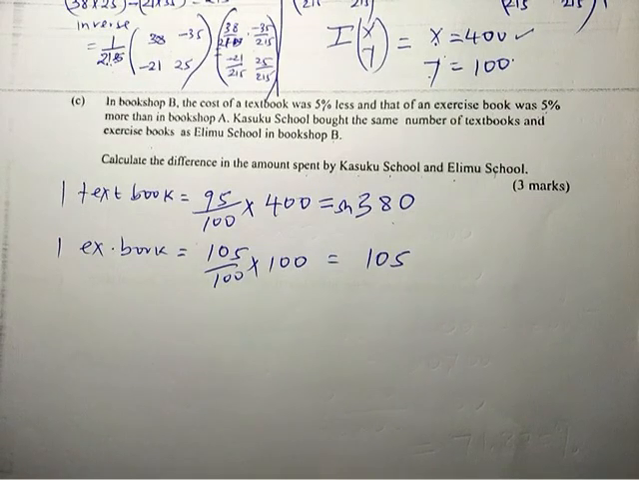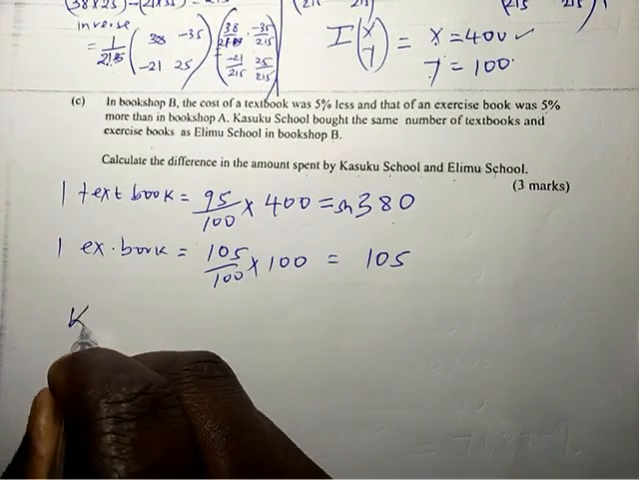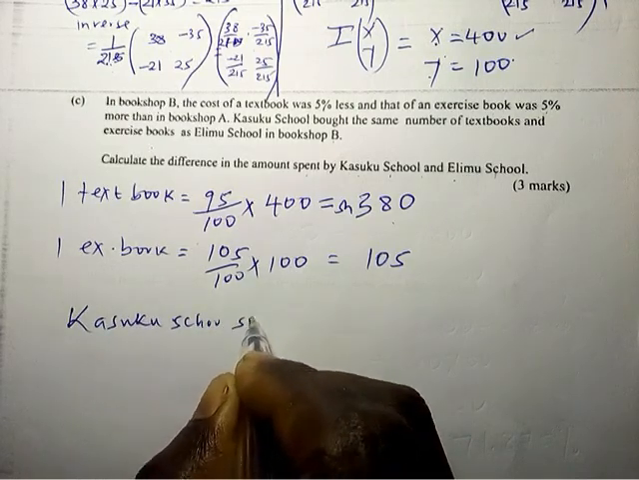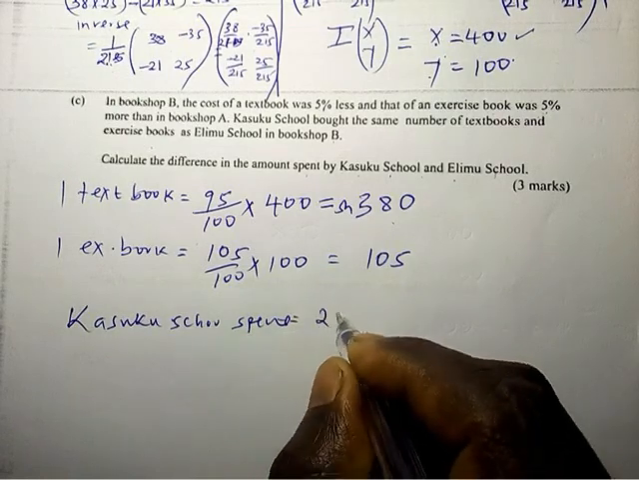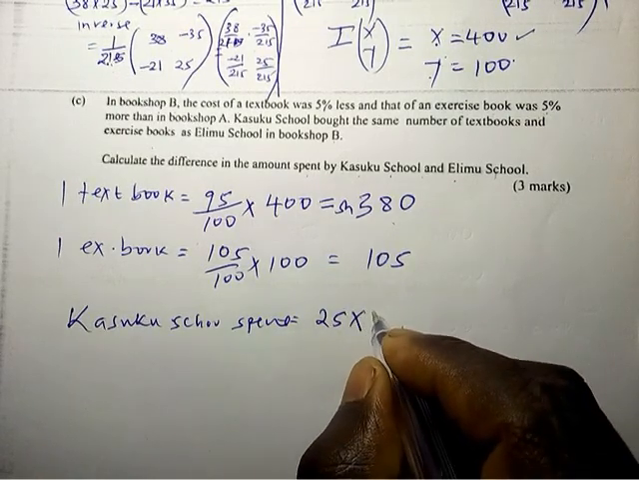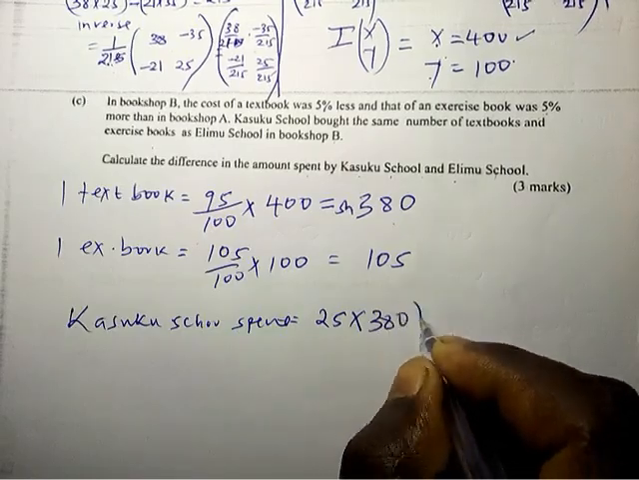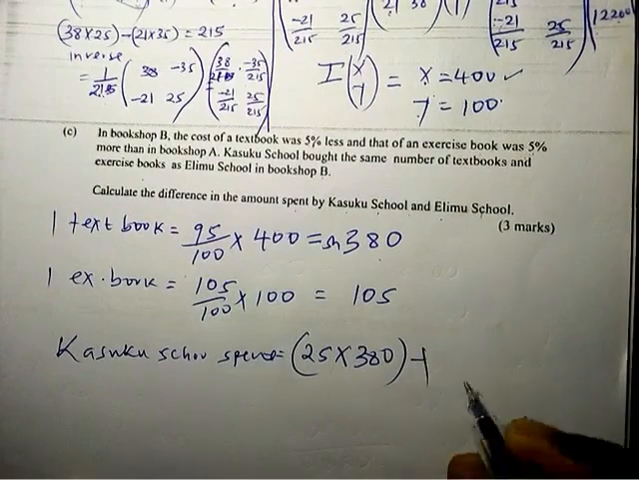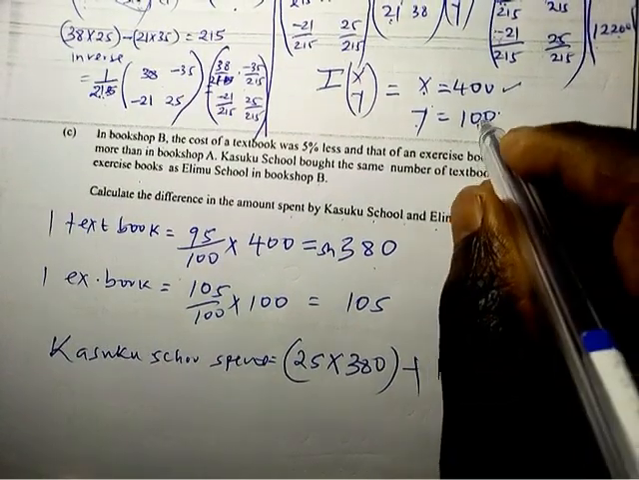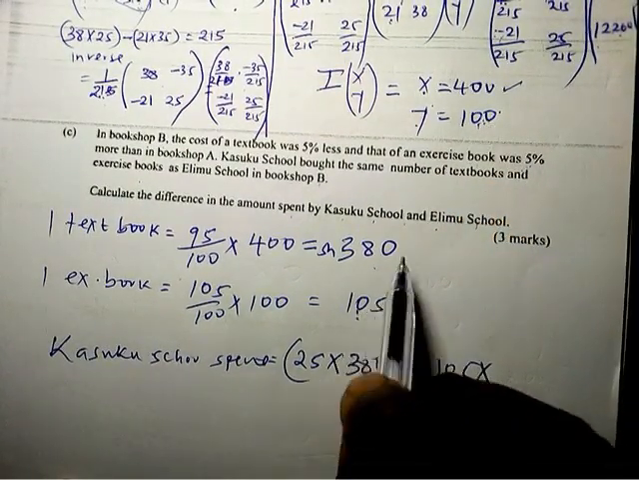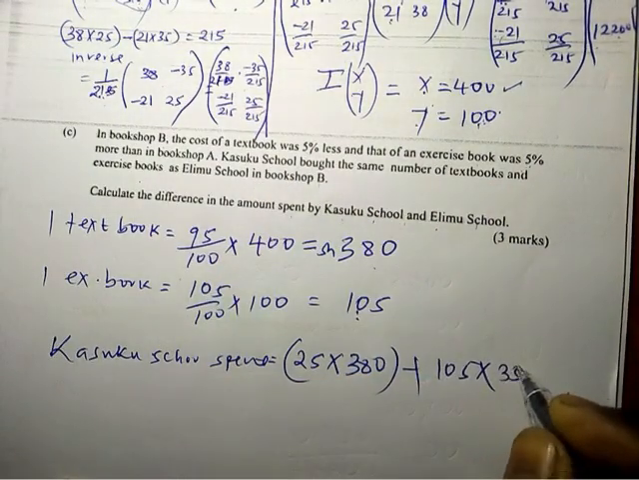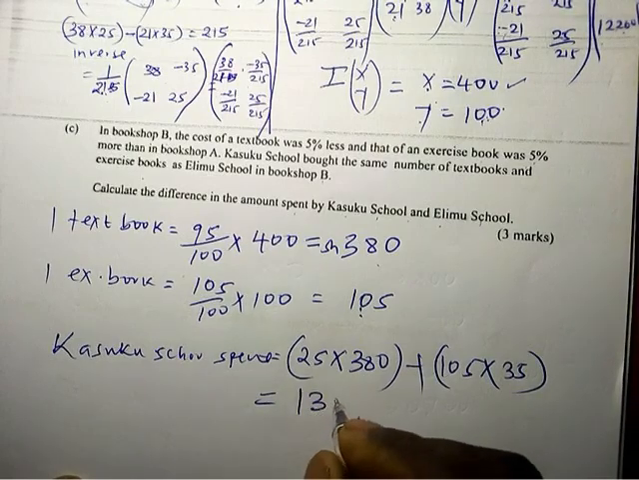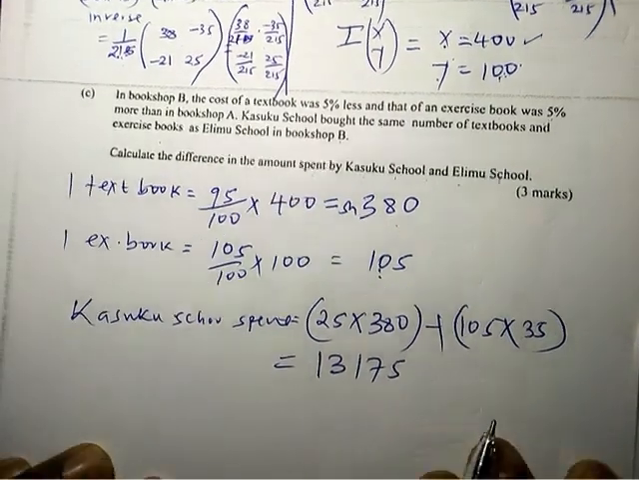So we want to see how much they will spend. So Kasuku school spent 25 times 380, because they will buy the same books, which were 25, and then plus 105 times the number of exercise books, 35. So the total they spent is 13,175.